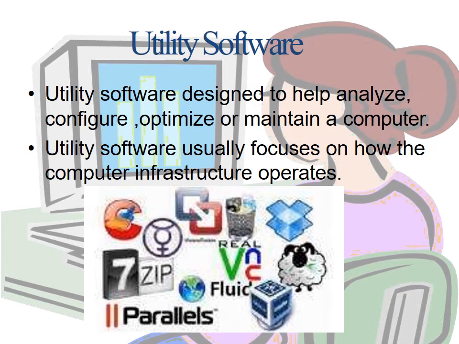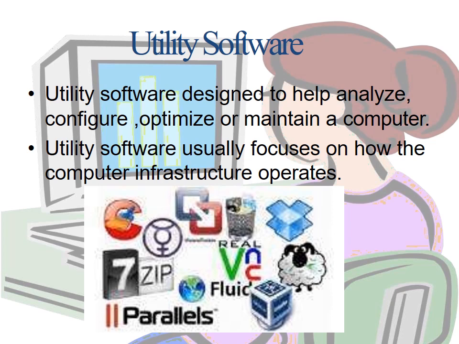Now next is utility software. This utility software is a kind of system software that is designed to take care of and maintain the computer in good working condition. The utility software performs tasks like searching and recovering lost data and files, searching and removing computer viruses, downloading files from websites, and dividing a hard disk into multiple logical drives.